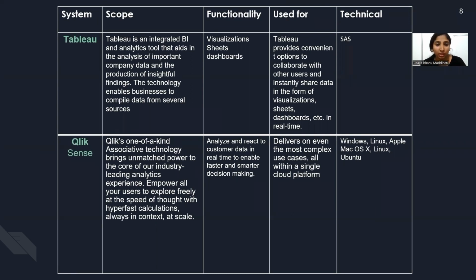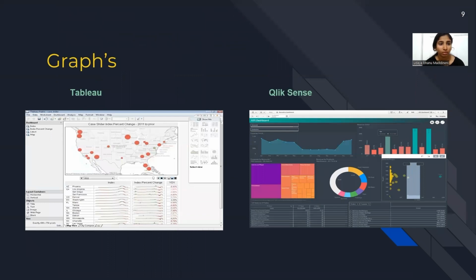And coming to Qlik Sense, it's one of a kind of associative technology, and it empowers all users to explore freely at speed. It is used to analyze customer data and to enable faster and smarter decision making. In Qlik Sense, the operating systems used are Windows, Linux, Apple Mac operating systems, and Ubuntu. This is how data visualization is done for Tableau and Qlik Sense.